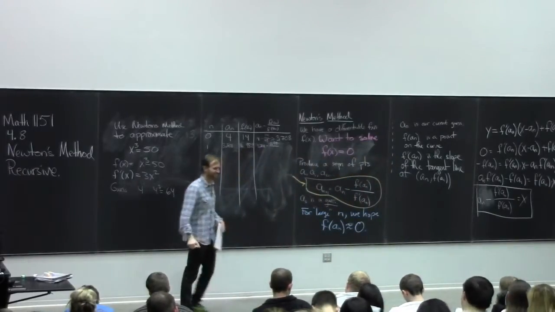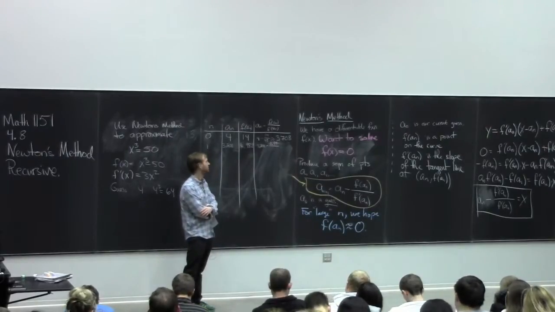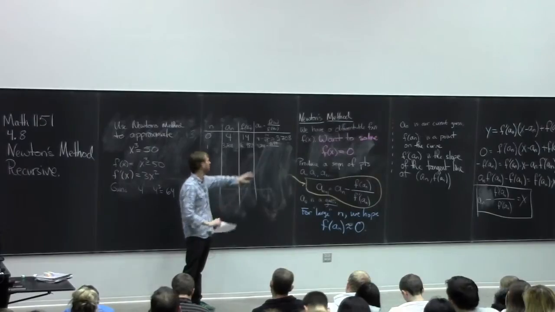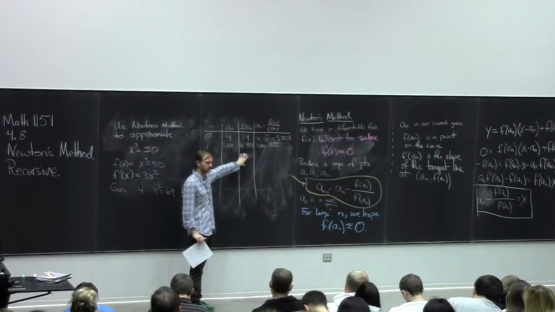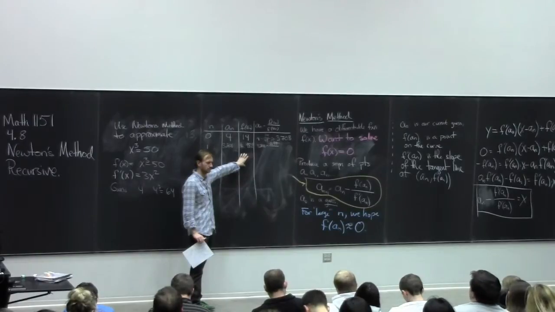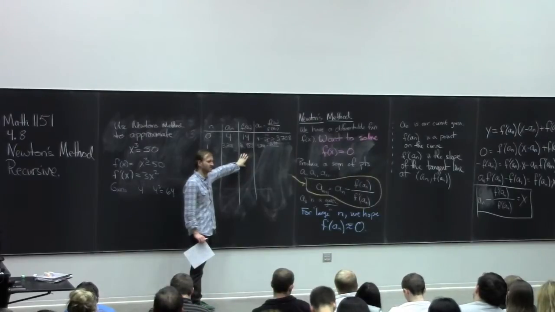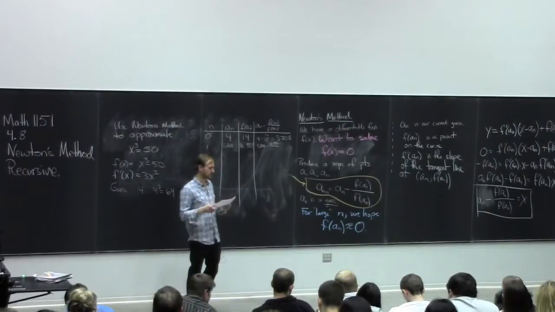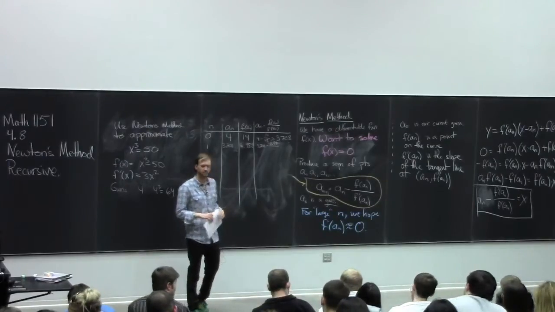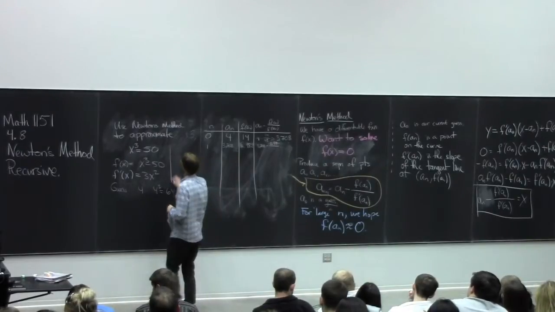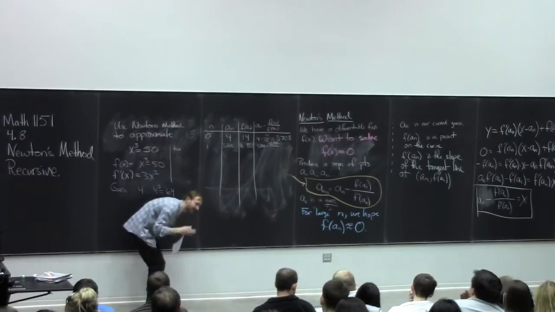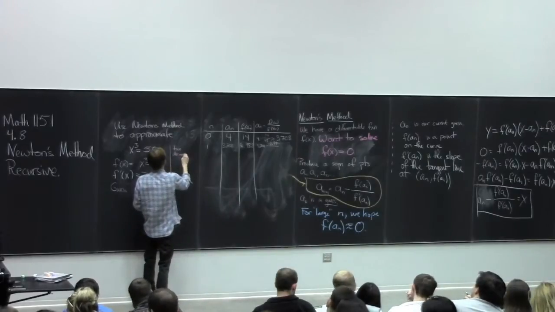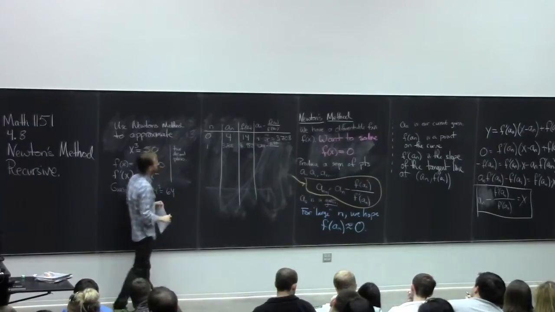Are you asking me if we always approximate this to 2 decimal places? Are you asking if I always find this to 2 decimal places? No, you do what the problem says. The problem says to 2 decimal places. I didn't write that.